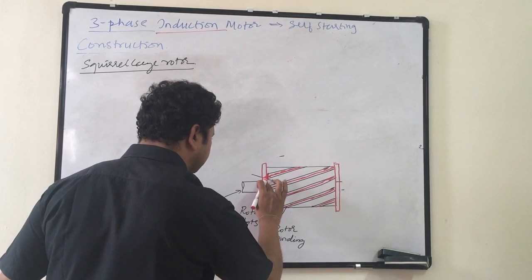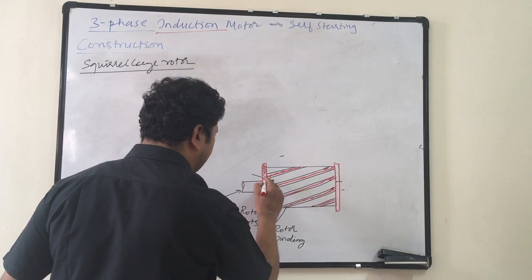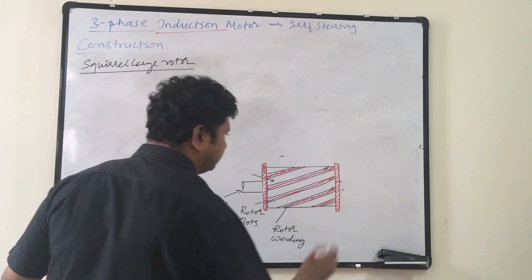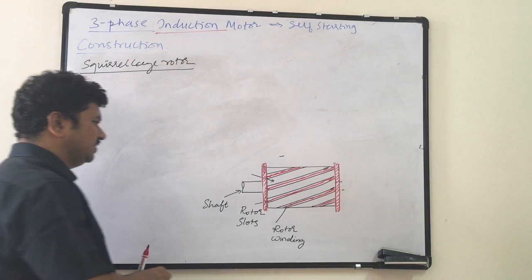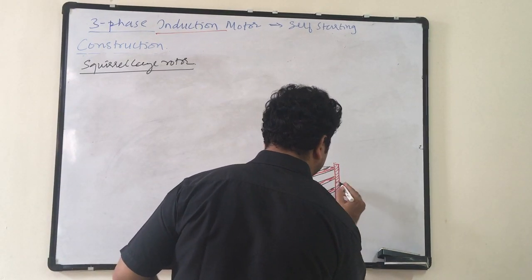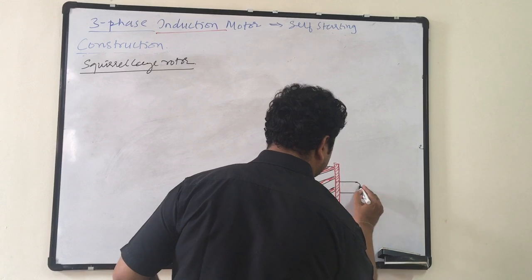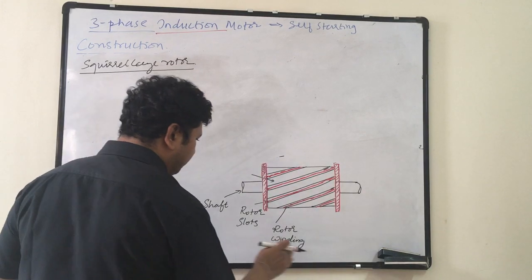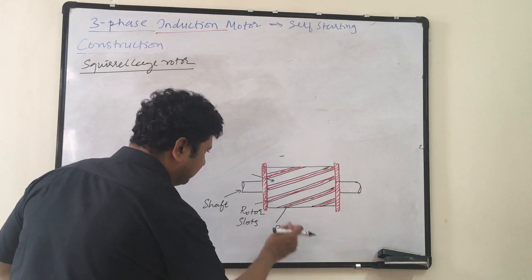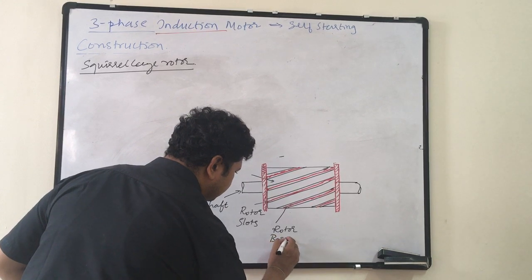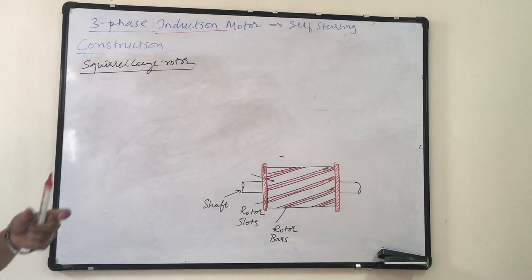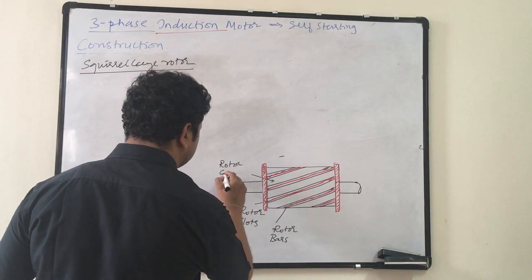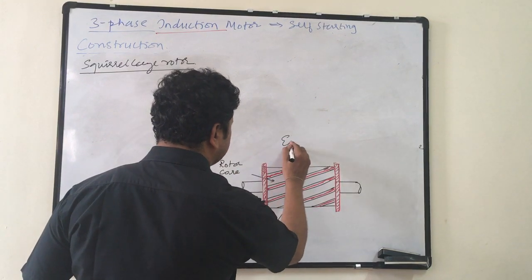Hope you know what is brazing. So these are end rings. End rings are also made up of copper. Then we will get a shaft. So in rotor slots, we don't get rotor winding, instead we call them rotor bars. Thick copper bar it will be, thick copper conductor. This is the rotor slot, this is the rotor core, and these are end rings.